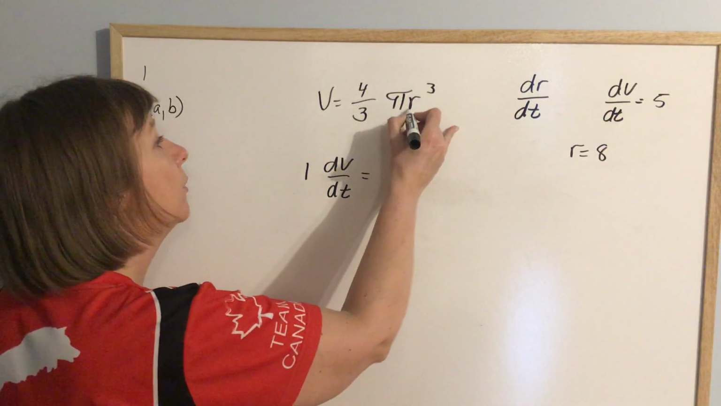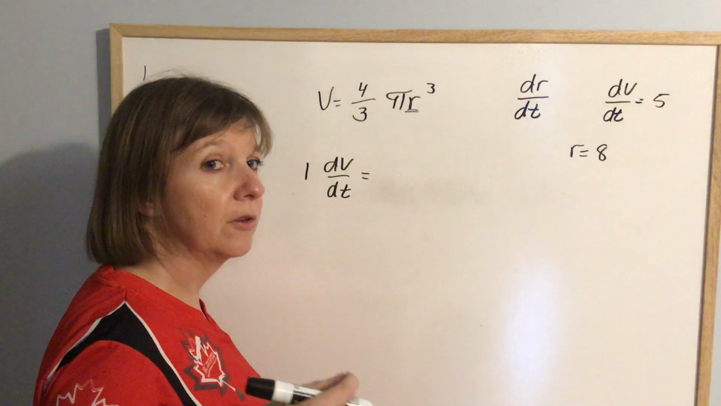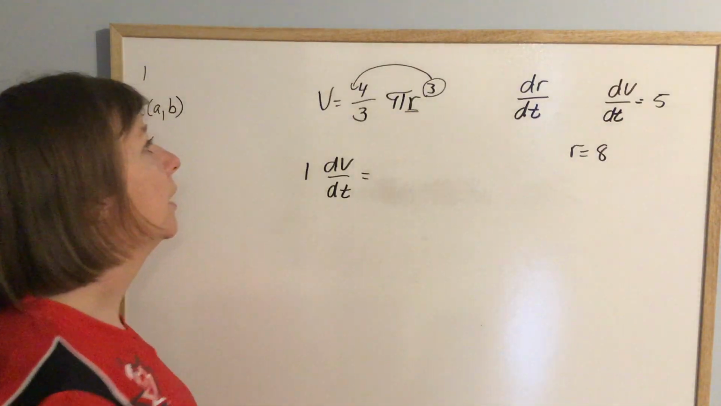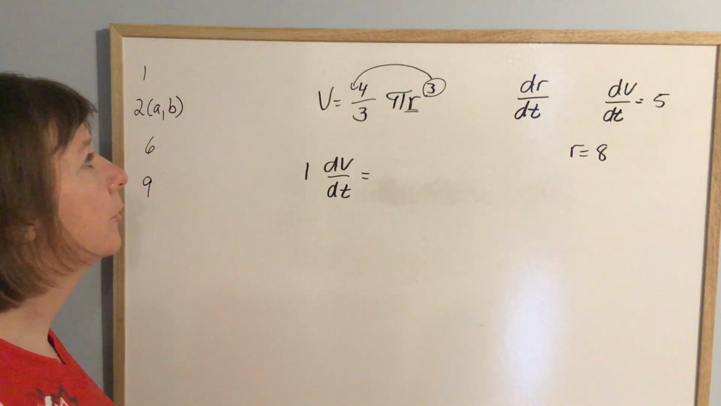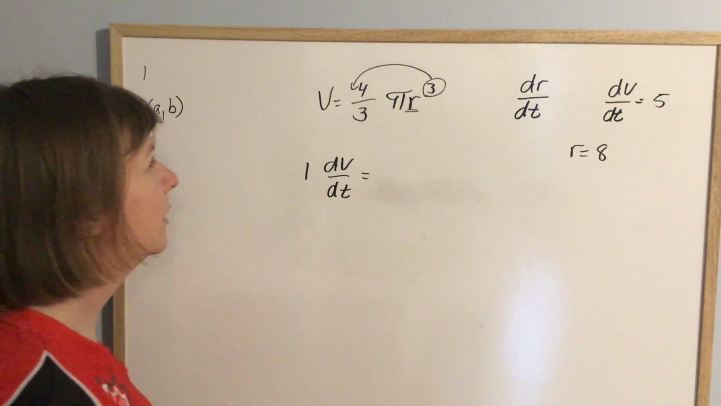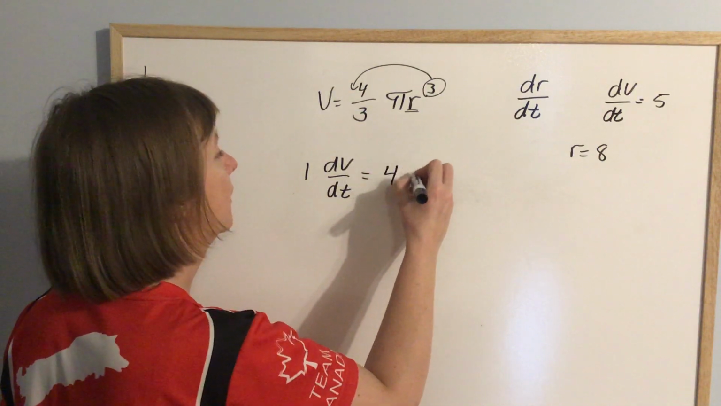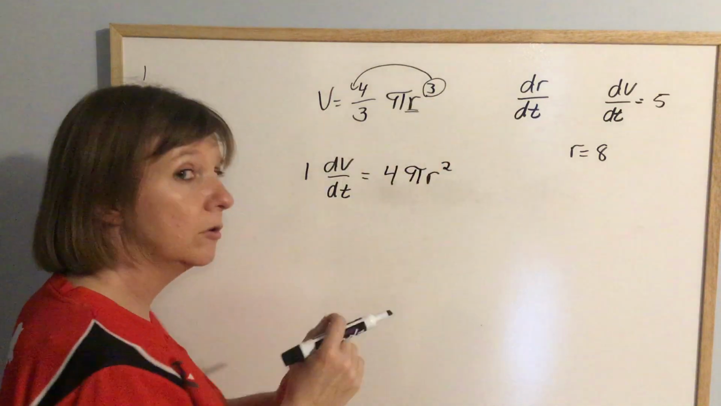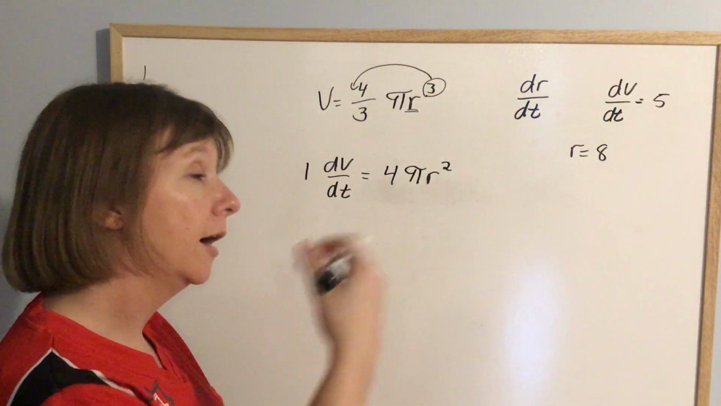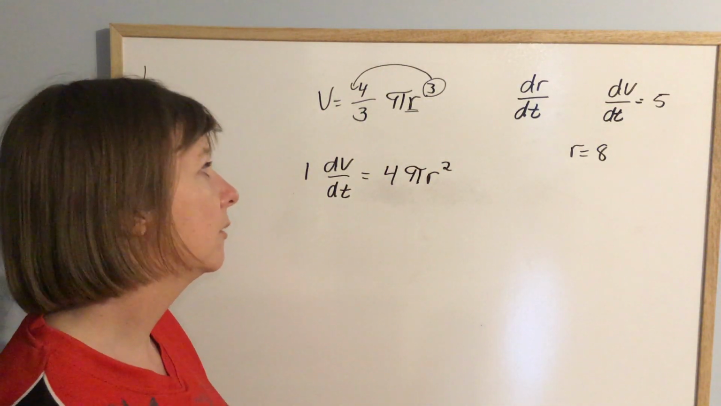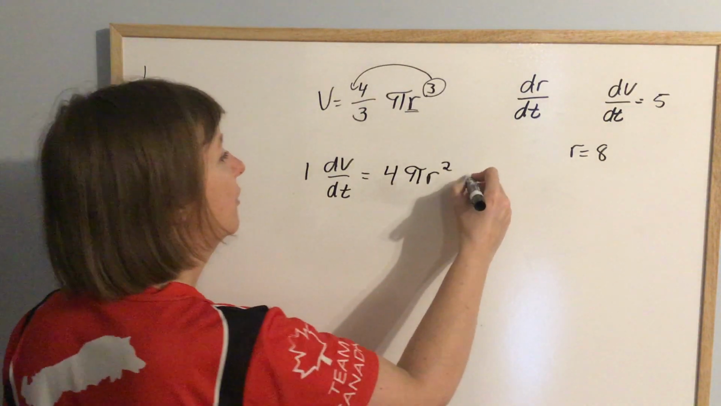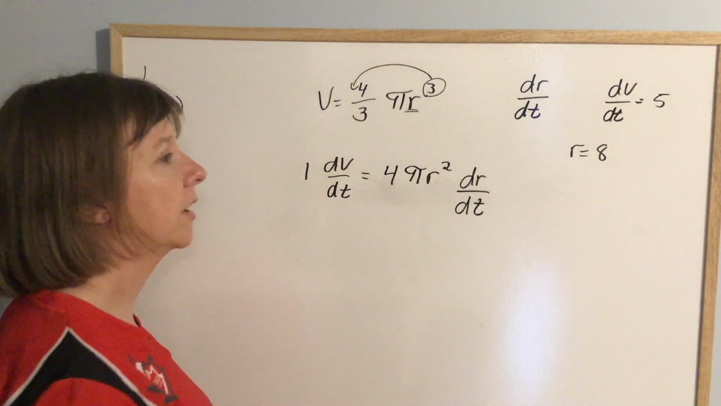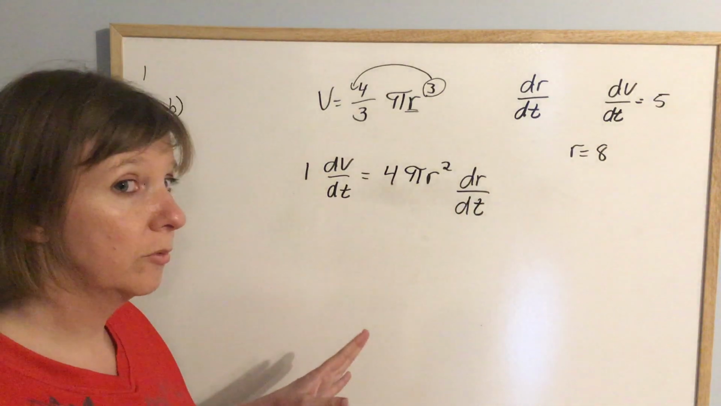So really what I'm doing the derivative of is the r cubed. So I'm going to bring this down and multiply it by 4 over 3. 3 times 4 over 3 is 4. So this is 4 pi r squared because I decreased my exponent by 1. I brought the 3 down in front, I decreased my exponent by 1. But I have to say, listen, I did the derivative of r with respect to time. So I've done the derivative.